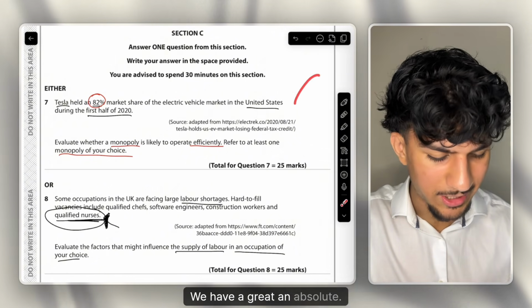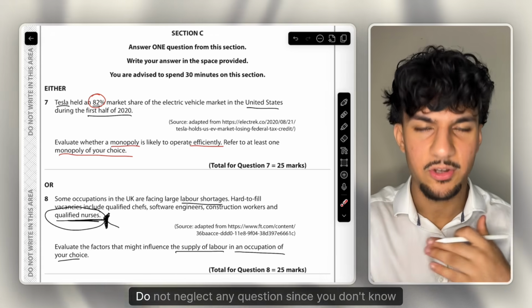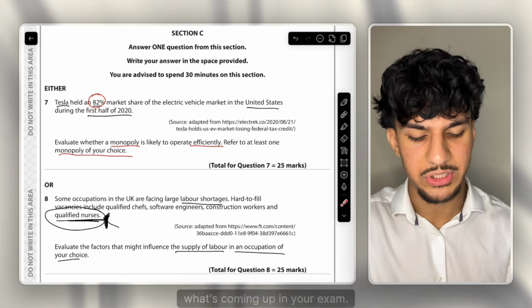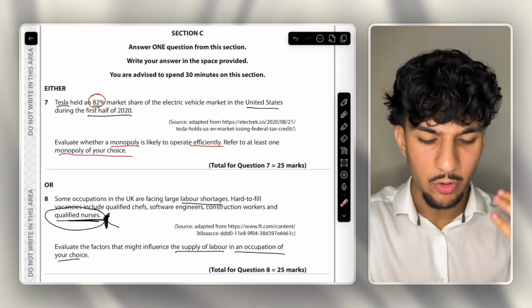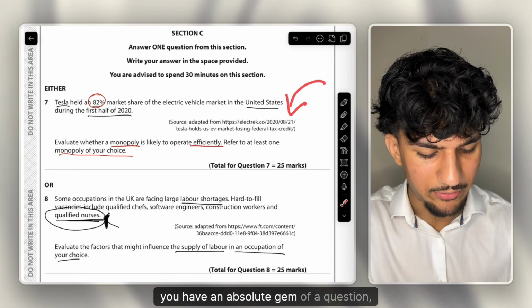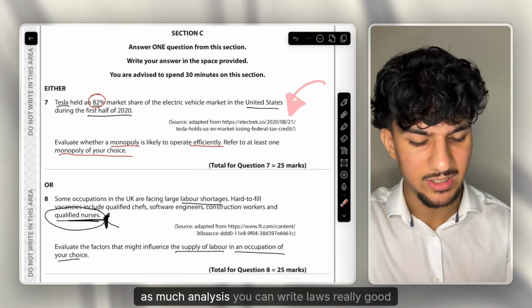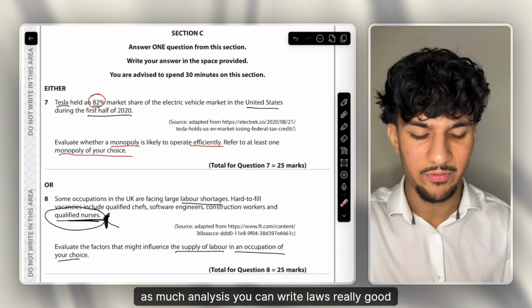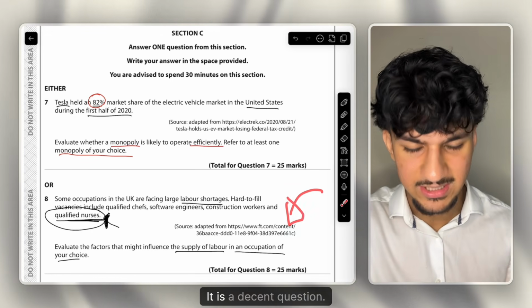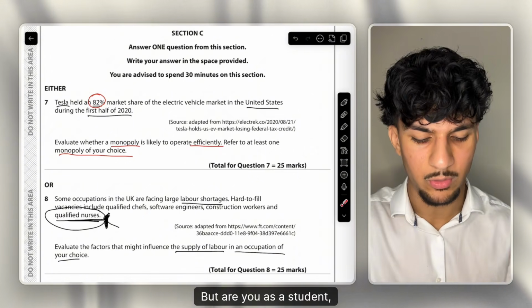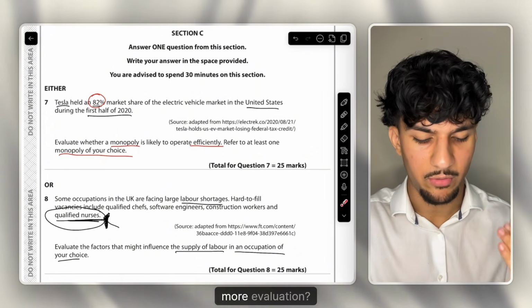Now, of course this is for practice, and I would always suggest practice all questions. Do not neglect any question, since you don't know what's coming up in your exam. But now, since you have a choice, and if this was your real exam or your mock, you have an absolute gem of a question. One that is going to be very easy for you to write as much chain of analysis. You can write loads, really good evaluation. And then you have a labour markets question. Yes, it is a decent question, but as a student, what are you more confident with? Where do you feel like you can write more chains of analysis, more in-depth, more evaluation?